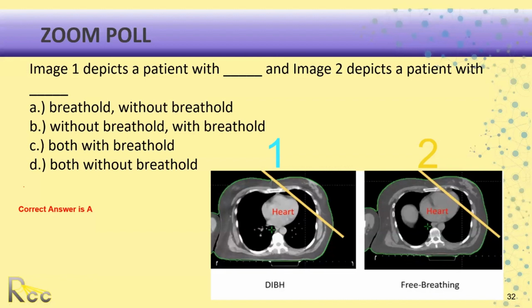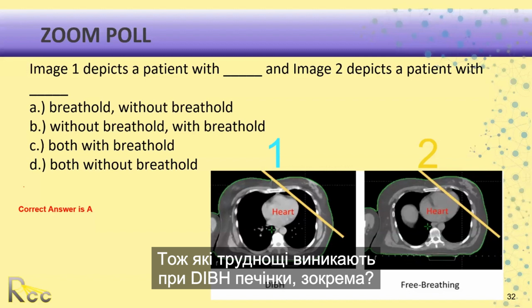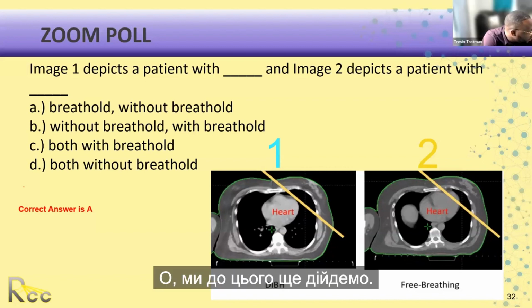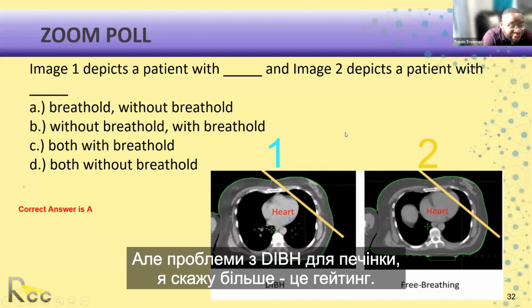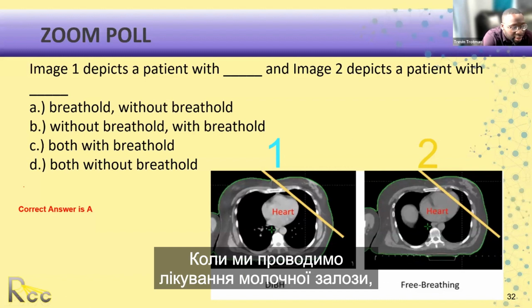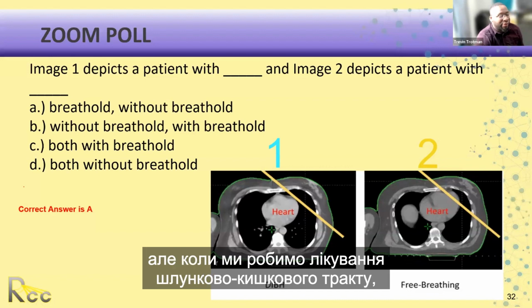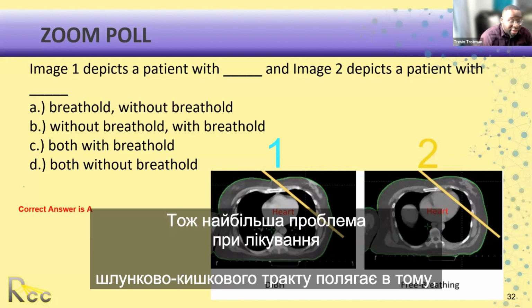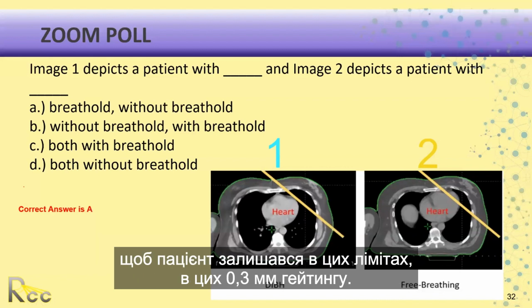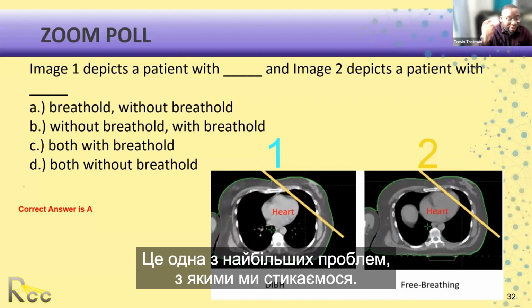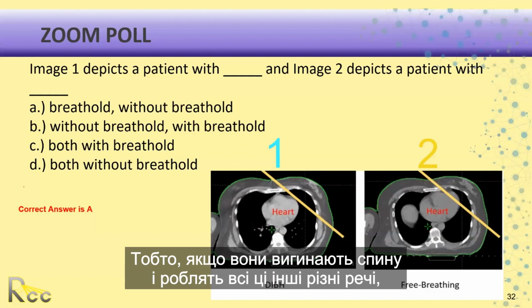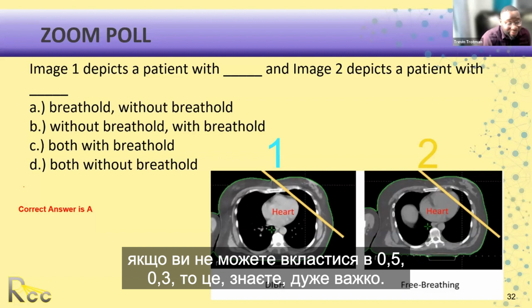Just one more question, Trevin, they're all coming in now. What are the difficulties arising in DIBH of the liver, particularly? Oh, we'll get to that, but the issue with DIBH for the liver is more so the gate. When we're doing breast treatments, we're doing a 0.5 millimeter gate, but with the GI cases, we're doing 0.3 millimeters. So that gate is extremely small. The biggest challenge with the GI cases is getting patients to stay in that 0.3 gate. If they're arching their back and doing all these other things, and you can't get it in a 0.5, then a 0.3 is tough for them too.